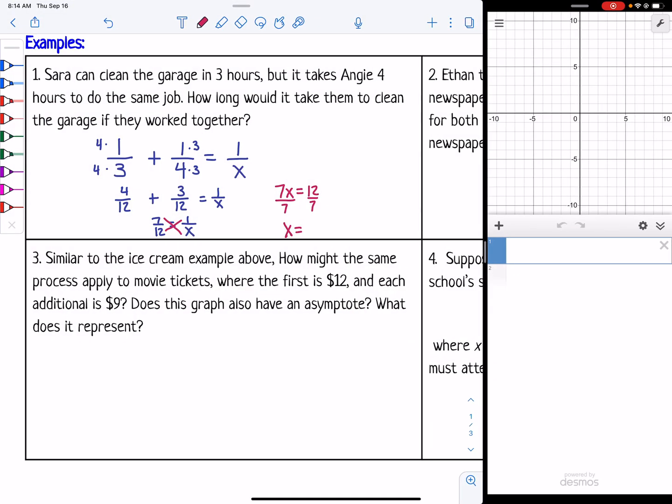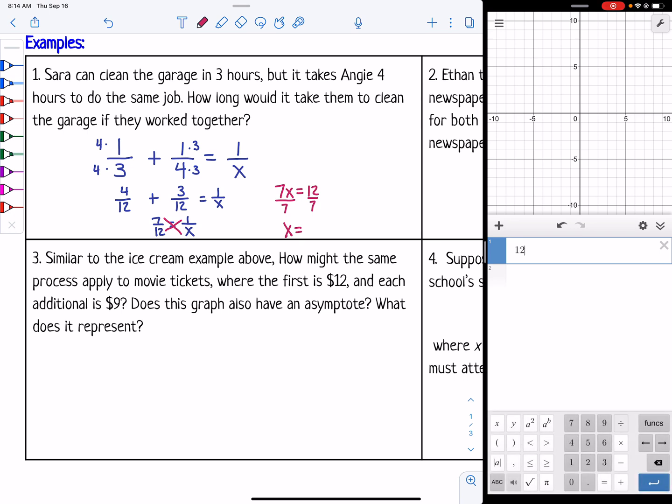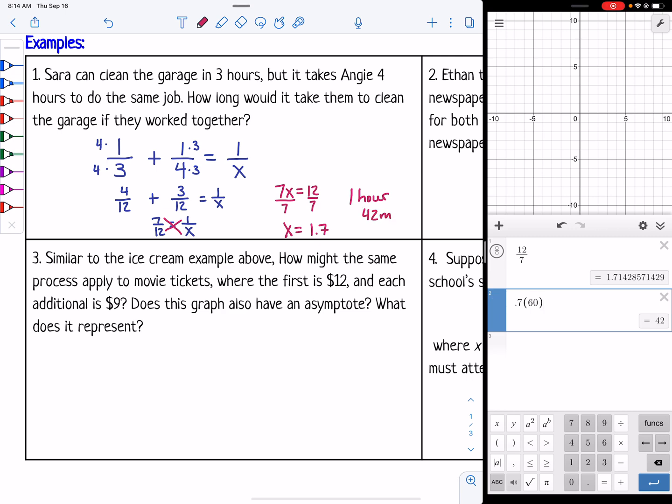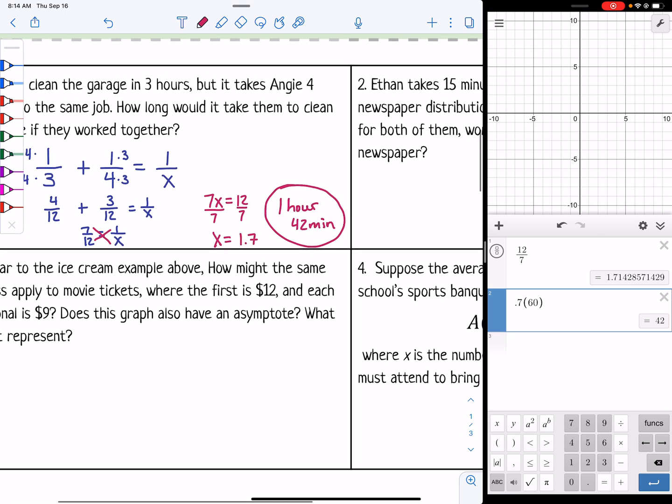So let's use our calculator and say 12 divided by 7 is 1.7. So that would be 1 hour. And then what you can do is take the 0.7, that decimal portion, and multiply it by 60 minutes. That tells you how many minutes it takes. So it takes them 1 hour and 42 minutes working together.